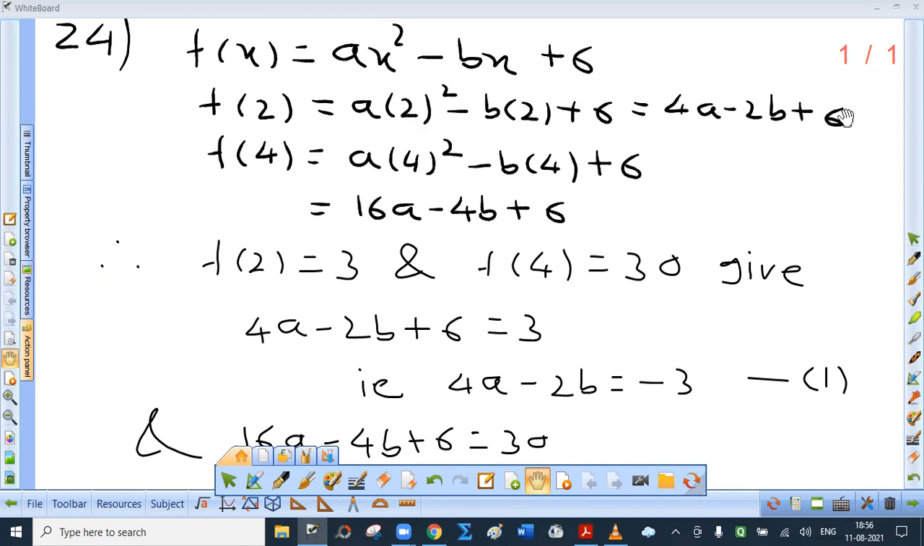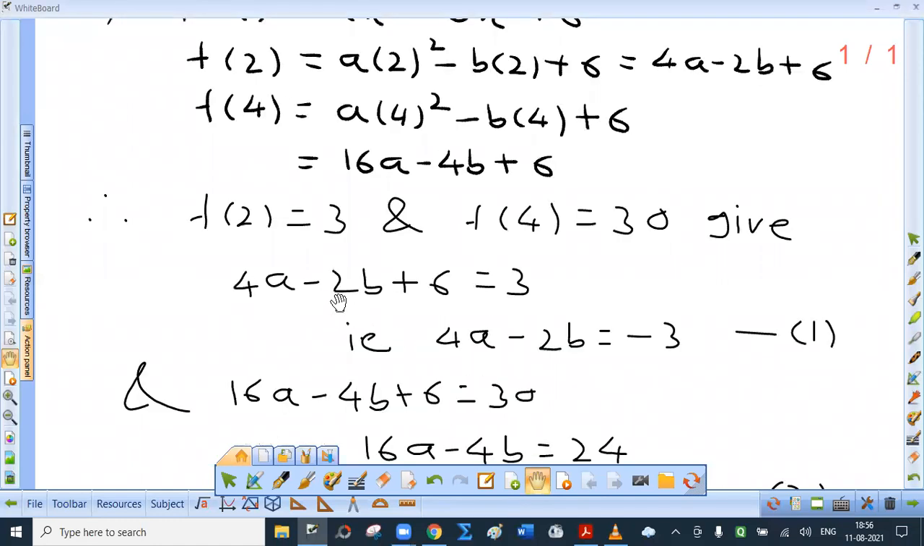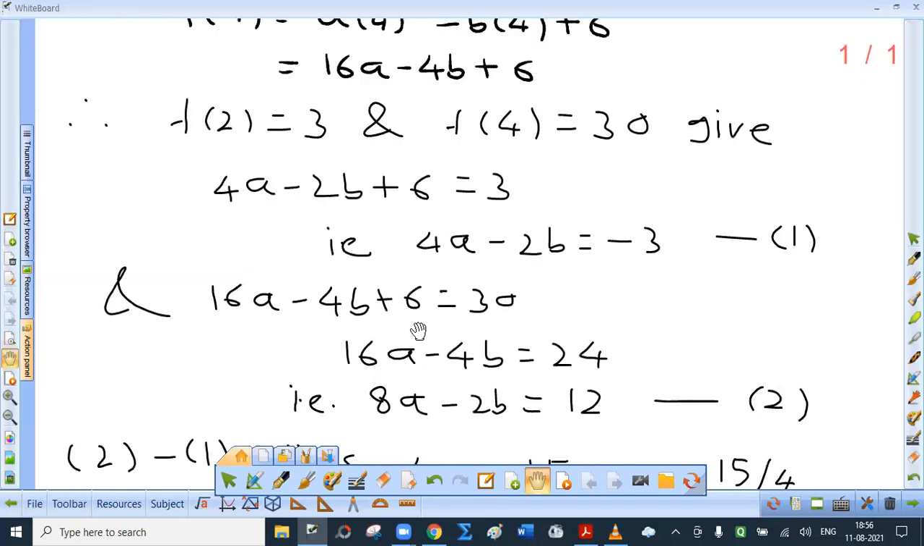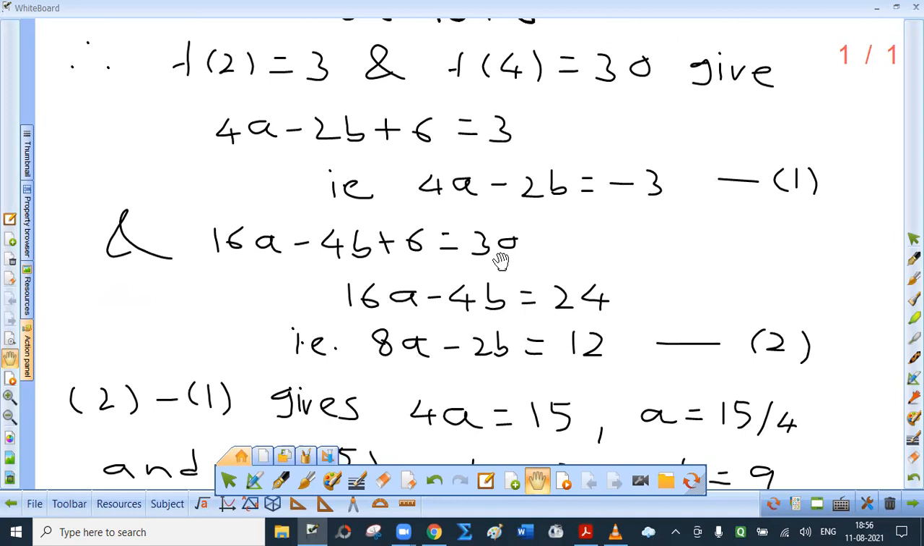I could have written equal to 3 directly because f(2) is given to be 3, but here I have obtained these two separately. f(4) comes out to be 16a minus 4b plus 6. It is given to be 30. So first equation is 4a minus 2b plus 6 is 3. That is 4a minus 2b is minus 3. Second, 16a minus 4b plus 6 is 30.